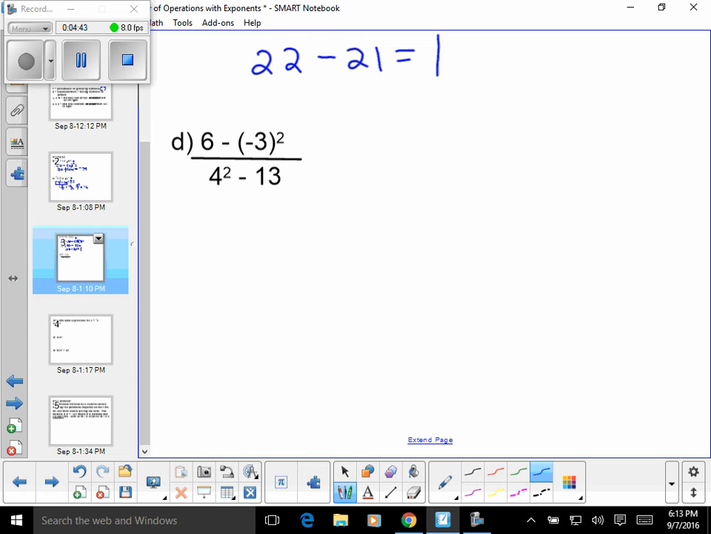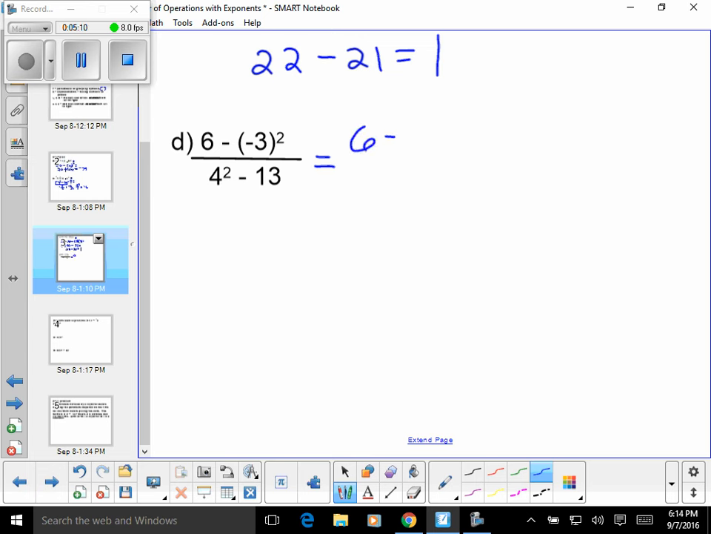With a problem like D, you can work both above the division bar and below the division bar at the same time, if you would like. Otherwise, some people like to just work on the top part first and then the bottom part. I'm actually going to work both above and below the division bar at the same time.